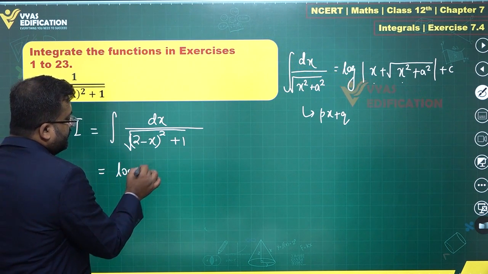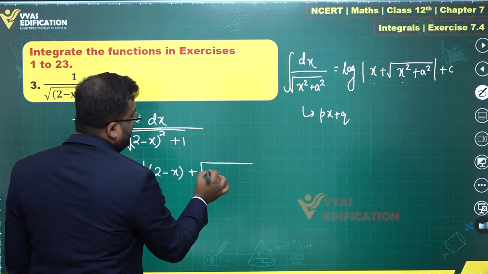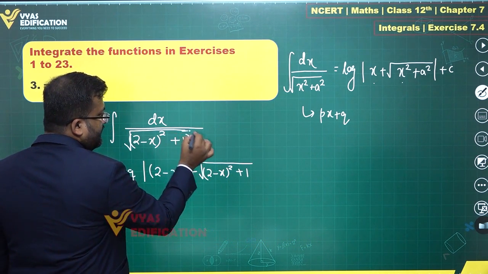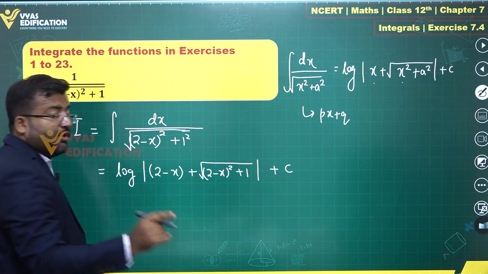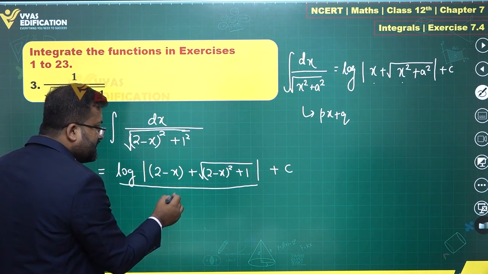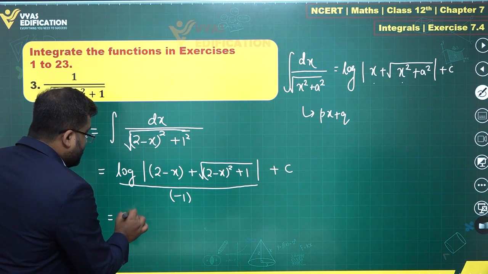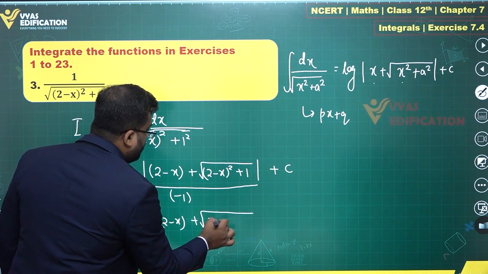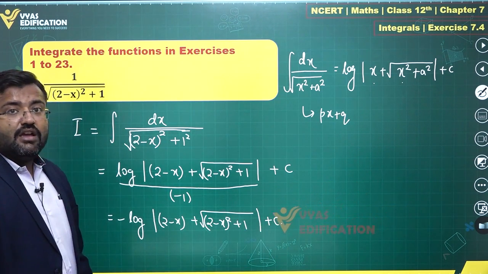This will be equal to log modulus x plus under root of x square plus a square. Since this is 1 square, this 1 square becomes 1. Modulus plus c, but you missed out on one thing. What is that one thing? You need to divide by the coefficient of x, which is minus 1. This is what you missed out on. Don't miss out on that. This is minus of log modulus 2 minus x plus under root of 2 minus x square plus 1 plus constant, right? This is what you get.